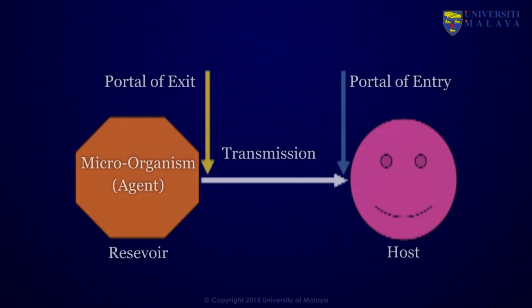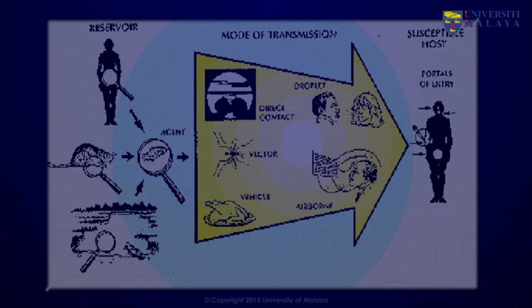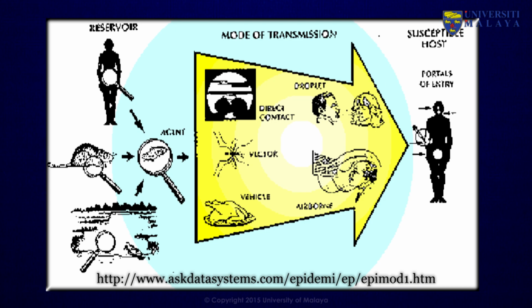In a chain of transmission, the mode of transmission could be from direct contact, vector or vehicle, and it will enter a host when it is susceptible to it.